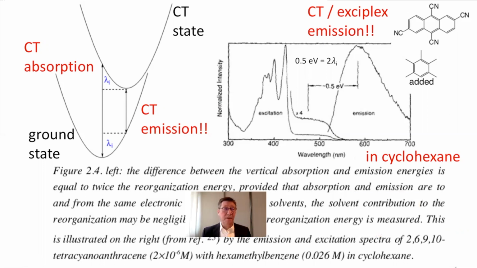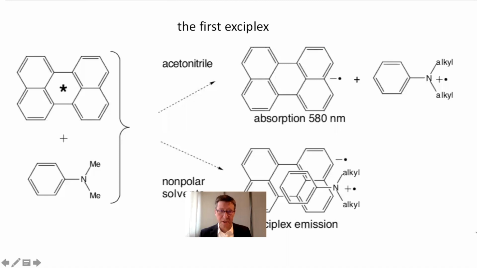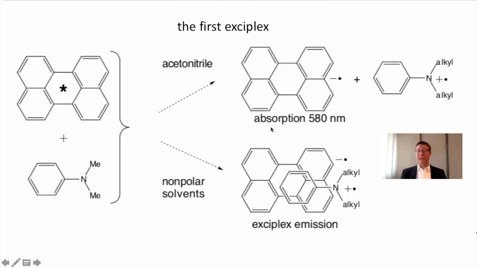So in that way, the exciplex is different because it has charge transfer absorption and charge transfer emission, which we can also call exciplex type emission. That is more appropriate. Now, one of the first combinations that was actually studied is perylene and dimethyl aniline. That was by Baines and Knibbe.